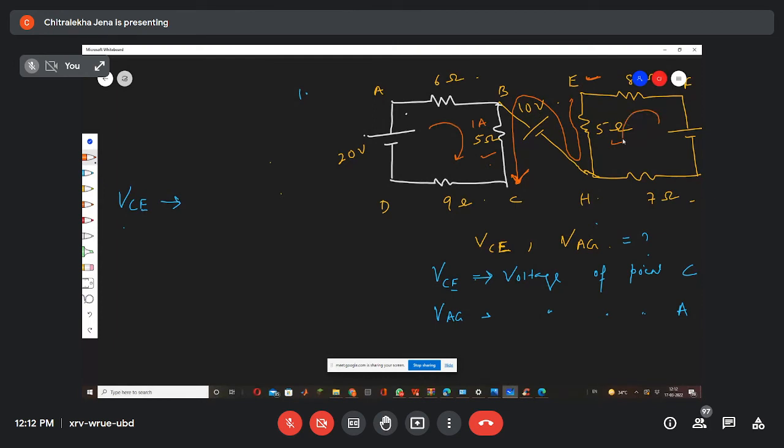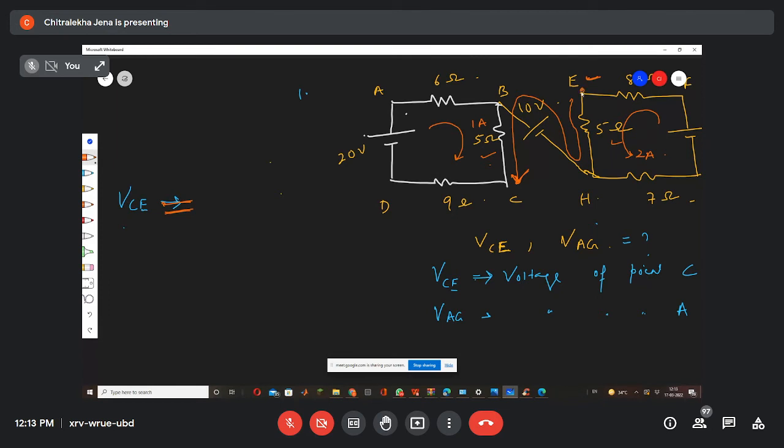Then here, this is how much? 40 divided by 7 plus 5 plus 8. 7 plus 5 plus 8 is 20. 40 divided by 20 is how much? 2 ampere. Okay. So VC will be equal to how much?